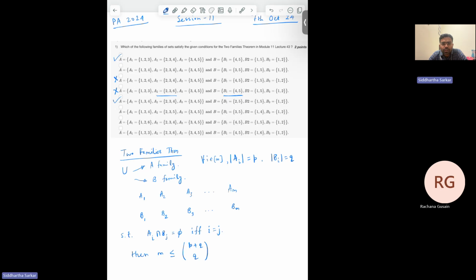So I think you now have sufficient confidence on how to verify that two families of sets satisfy the conditions of the two families theorem. If you have any doubts, you can let me know.